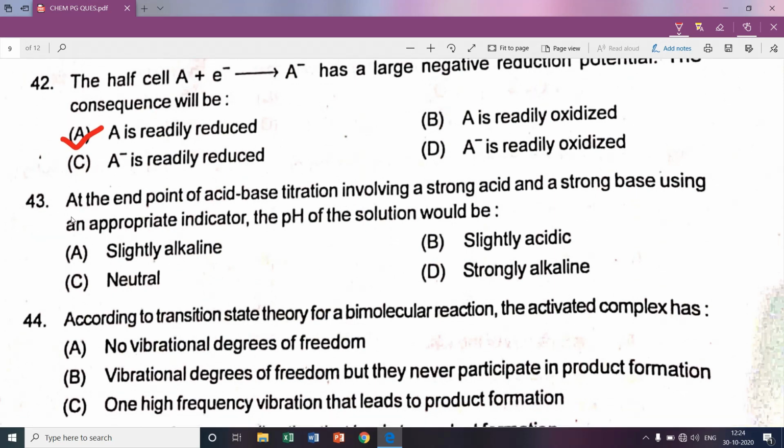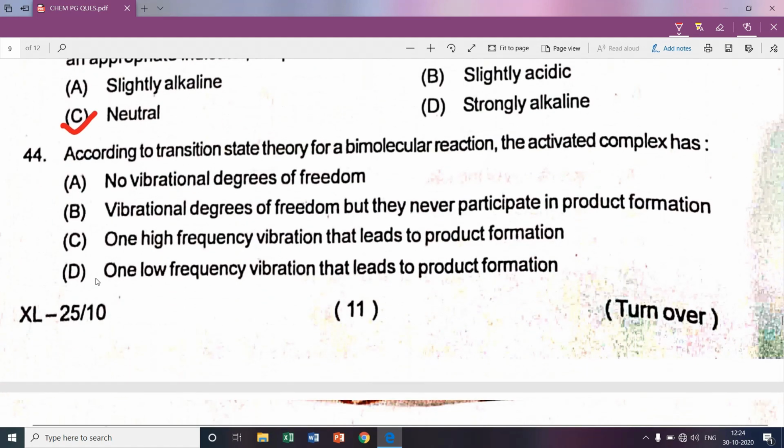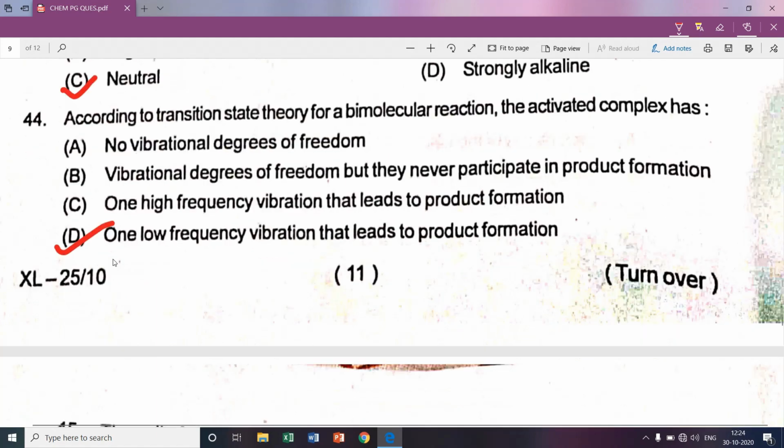Question 43. At the end point of acid-base titration involving a strong acid and a strong base, using an appropriate indicator, the pH of the solution would be neutral. Option C is the right answer. Question number 44. According to transition state theory for a bimolecular reaction, the activated complex has one low frequency vibration that leads to product formation. Option D is your correct answer.